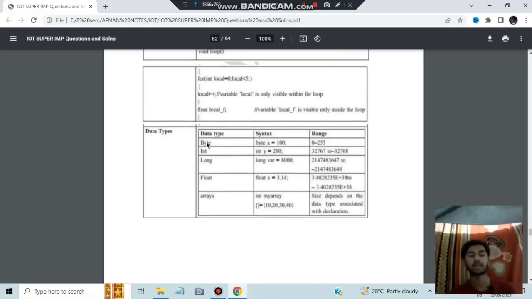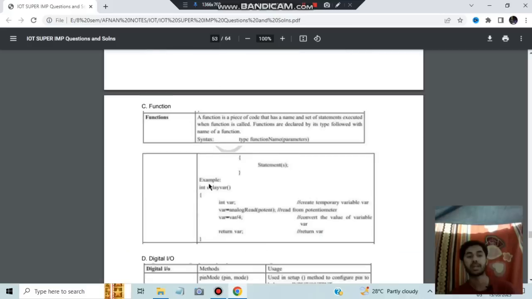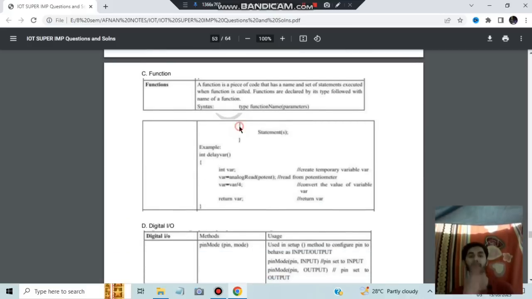Data types: different data types like byte, int, long, float, and arrays. And you have the functions. What is a function? It is defined between the curly braces. In between that, if you write some statement and you call that function by its name, that function will be performed.